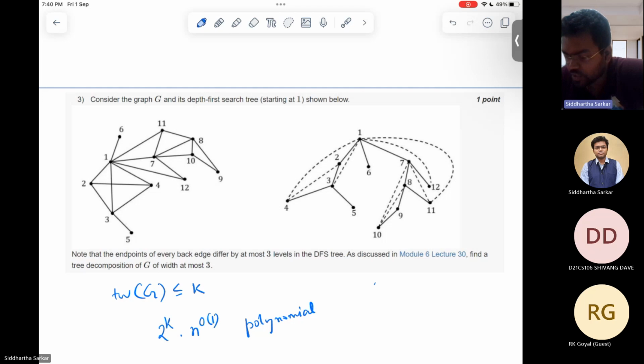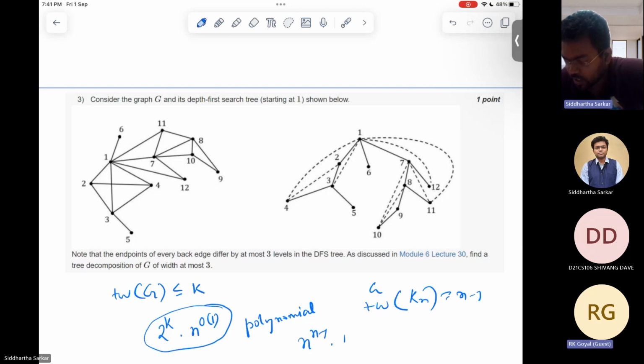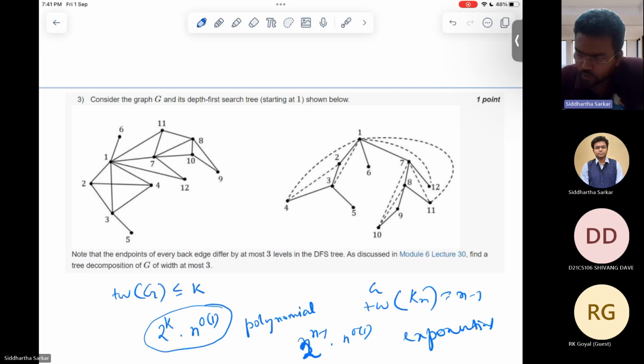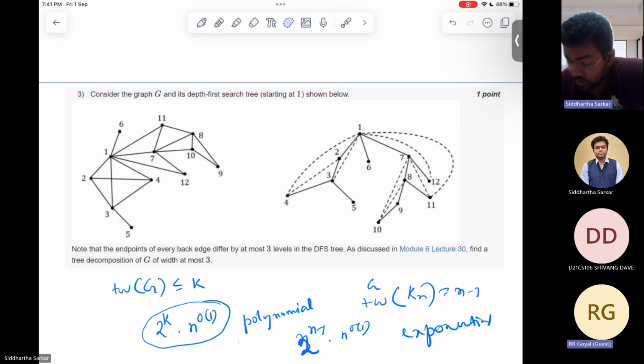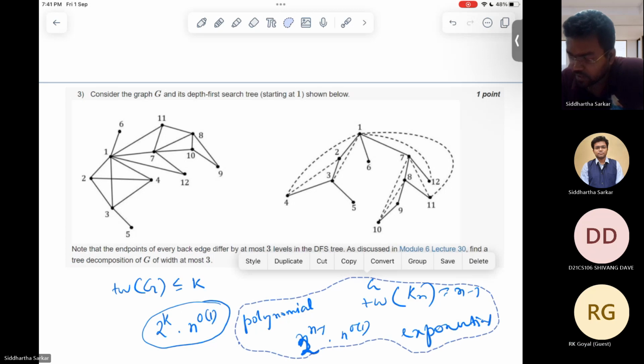But there are graphs for which tree width is not bounded. One example is K_n. The tree width of the complete graph is n minus 1. For such a graph, if you have this kind of a running time, that is already 2 to the power n minus 1 times n to the power constant. Yes, that is exponential. So for those graphs where the tree width is bounded, if we say some running time in terms of the tree width, then we are basically saying something interesting.